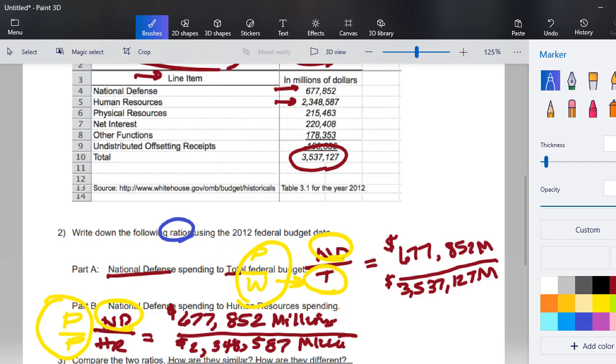Jot down some thoughts. Thoughts could be similar to that part B is a part-to-part ratio because we're comparing the two parts, but part A is a part-to-whole because we're comparing one part of a line item to the total. And the difference is whether the denominator is the total or whether the denominator is another part.